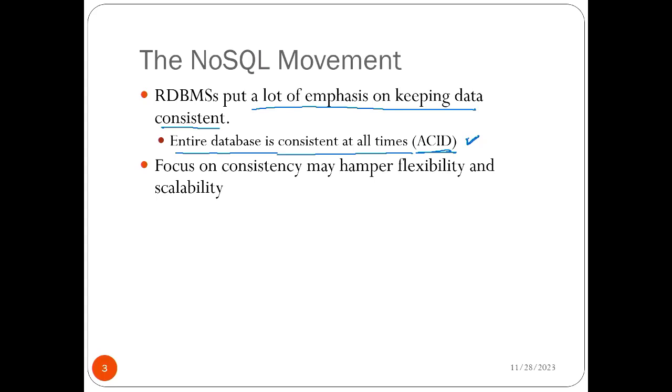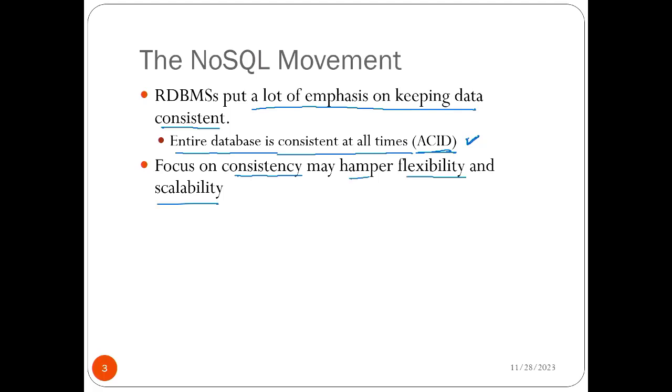Because of this ACID requirement, which boils down to consistency, let me make it simpler. We have the constraints. The database would be consistent as long as it follows all the constraints: primary key constraint, domain constraint, referential integrity constraints, and check constraints, which are semantic constraints. There are so many constraints that the database should always follow, which is a big bottleneck. So the focus is on consistency, and that focus may hamper flexibility and scalability.